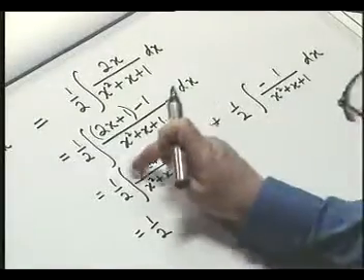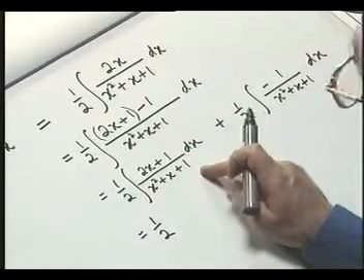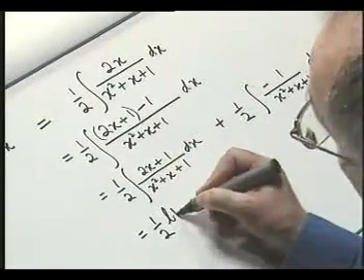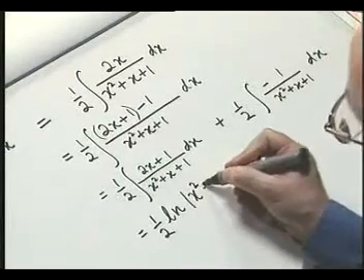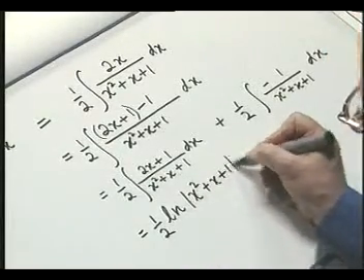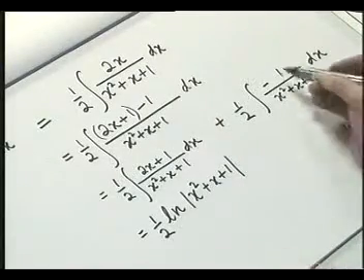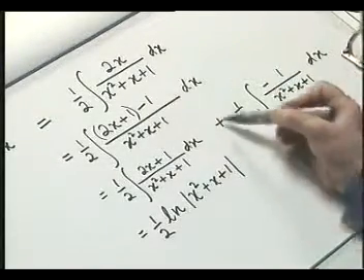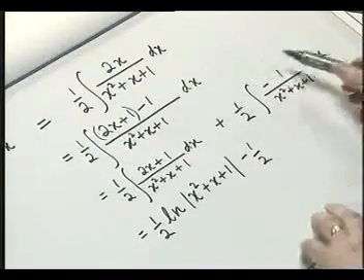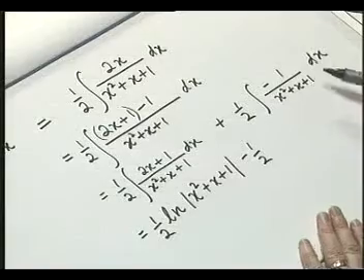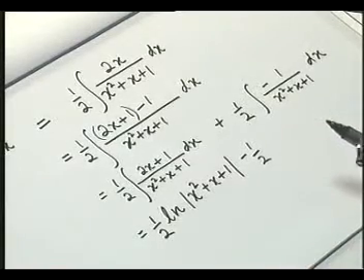Now this first one we've already seen is straightforward to finish off, because the numerator now is the derivative of the denominator. So this is just a half the natural logarithm of the modulus of x squared plus x plus 1. And then we've got minus a half, take the minus sign out, minus a half. And this integral, the integral of 1 over x squared plus x plus 1, is the one that we did right at the very beginning.